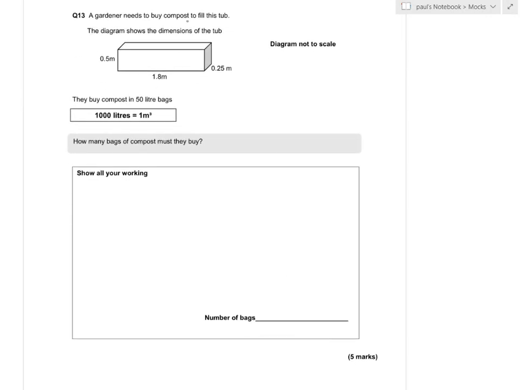A gardener needs to buy compost to fill the tub. The diagram shows the dimensions of the tub. Buy the compost in 50-litre bags. How many bags of compost? So find the volume. 1.5 times 1.8 times 0.25, and it's a calculator, so don't worry about it. 1.5 times 1.8 times 0.25 is 0.225 of a meter cubed.